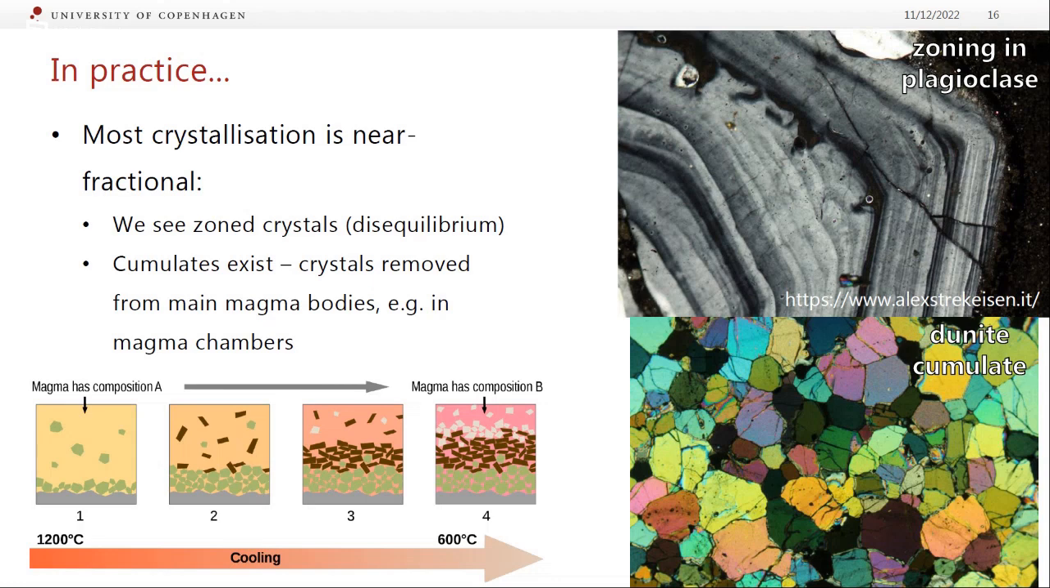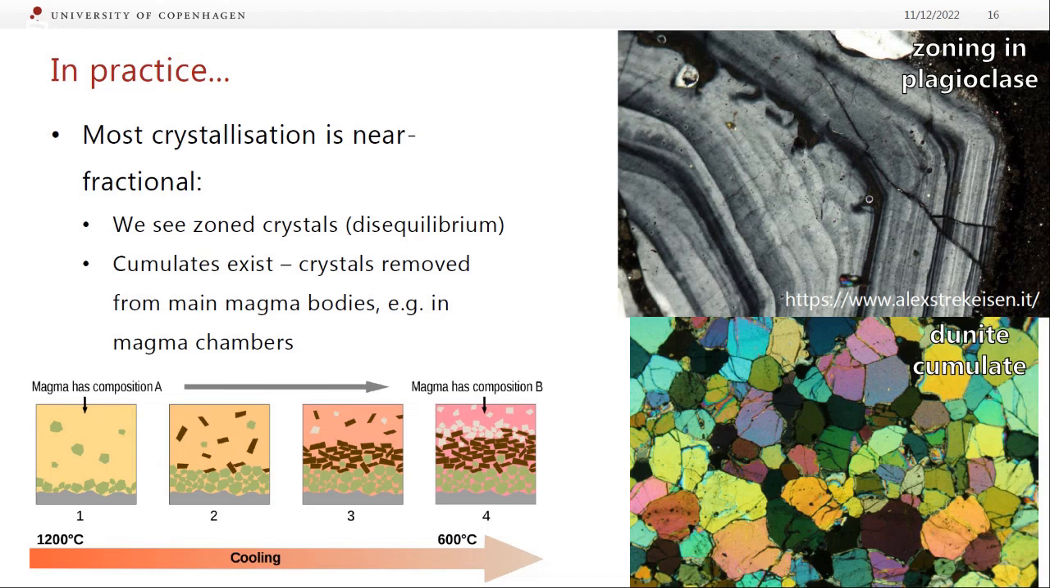So in reality, most crystallization that we see is near fractional. And the evidence we have for this is we can actually see zoned crystals that I was just talking to Leonard about. And what I mean by crystal zoning is that we have these progressive layers of slightly different composition. You can see it here in plagioclase, and this is in cross-polar, and it's quite obvious because these actually have slightly different crystal orientations. This is similar to the twins that we see normally in plagioclase, but in this case, it's just different layers growing onto the crystal.